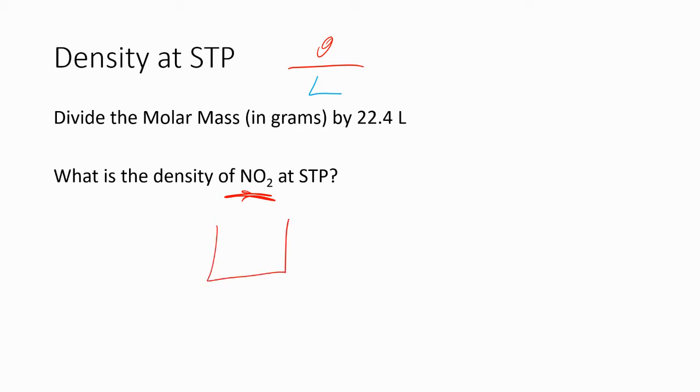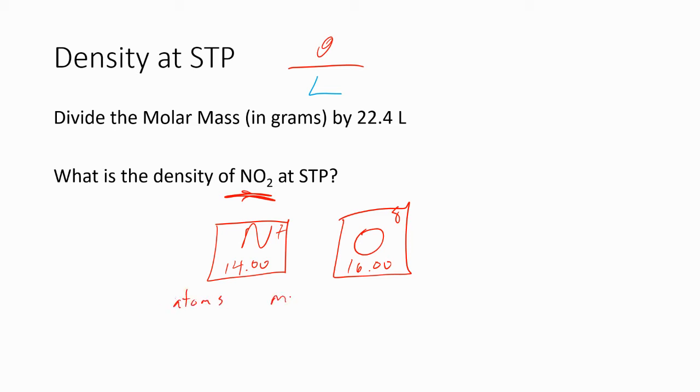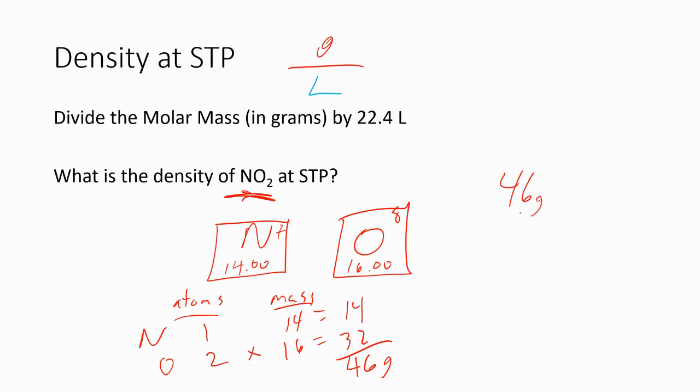So N on the periodic table is number 7, but its mass is 14. And oxygen on the periodic table is number 8, and its mass is 16. So we're going to have the number of atoms and the mass. For nitrogen, there's 1 atom, and the mass is 14. For oxygen, there's 2 atoms, the mass is 16. That's 32, that's 14, and we add that up, and you get 46 grams in 1 mole. But it doesn't matter because we're just going to take the 46 grams and divide it by the 22.4 liters.